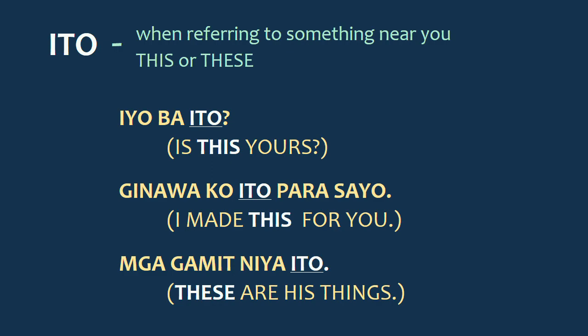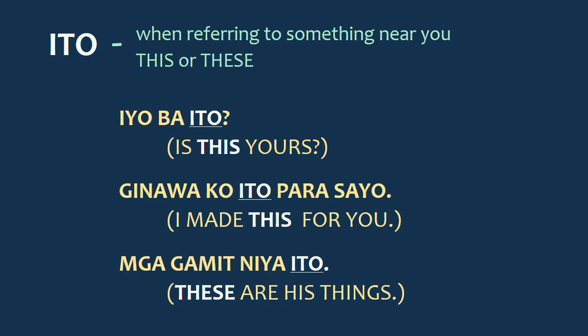In my third example, things or mga gamit is already plural. So in English, we use these instead of this. But in Filipino, we still use ito. It doesn't matter if it's singular or plural.